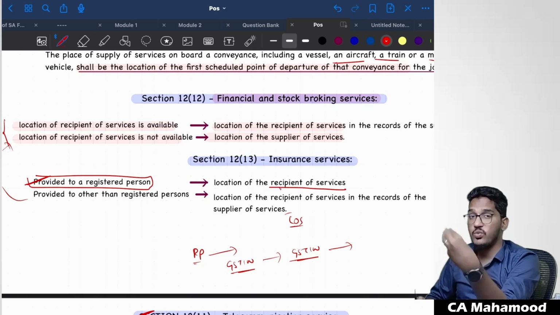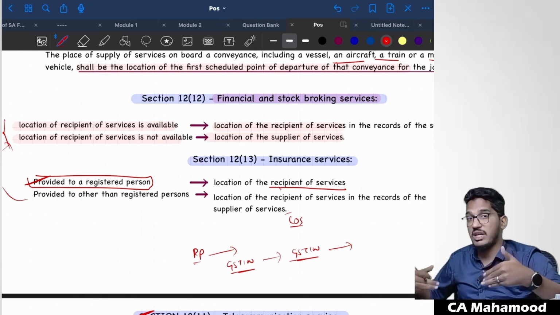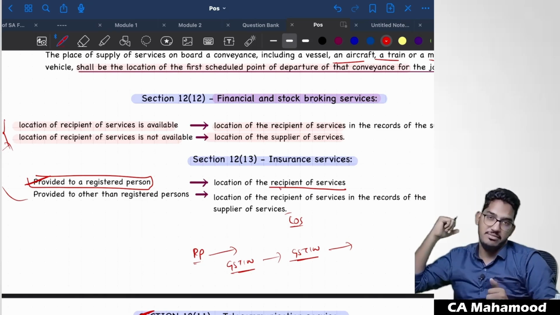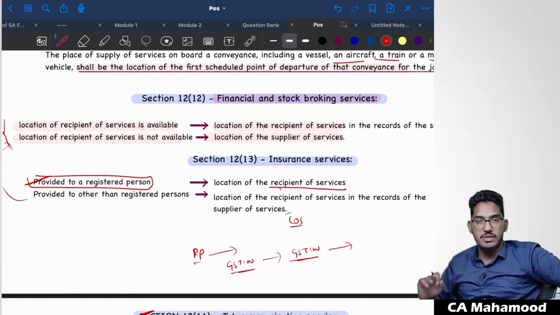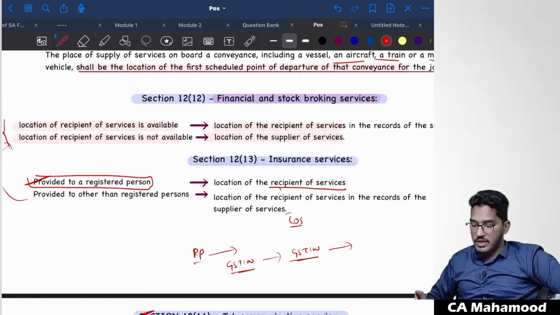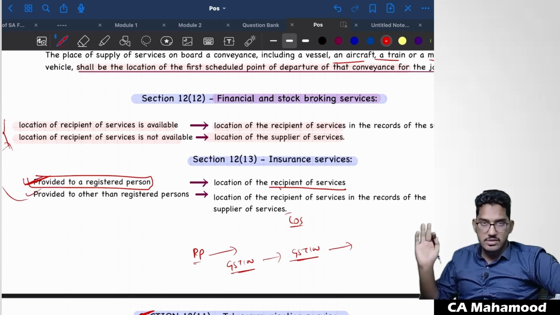If the recipient is registered, no need to ask whether you have details or not. Even if you don't have details, the GST department will have. Clear? You can simply search it by entering his GSTN number. Automatically, you will get to know about his location. So this is what regarding insurance services.